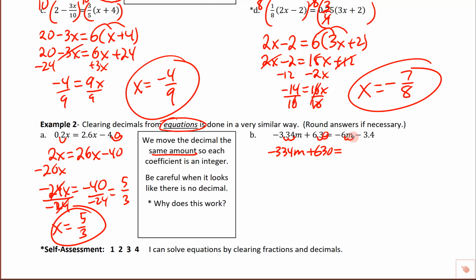We're going to move this over 2 places. So just pretend that I bumped that m out of the way. So this is going to be -600m. And then on the end there, we're going to go 2 places on this one. So this is going to be -340.